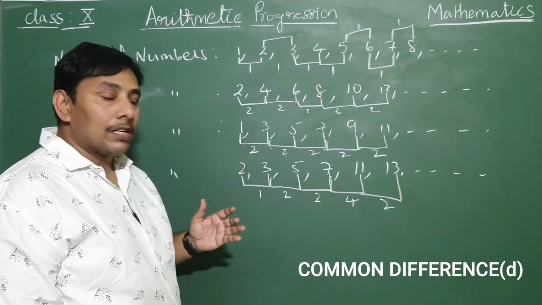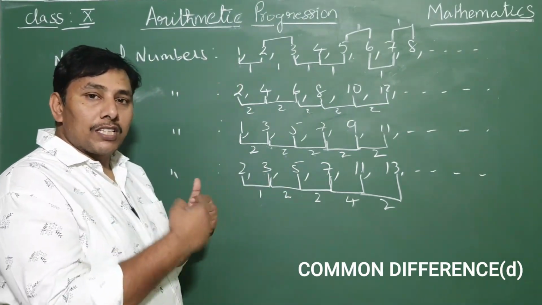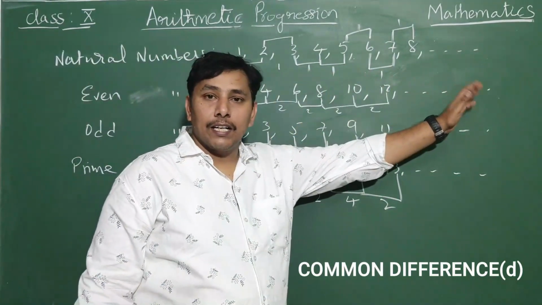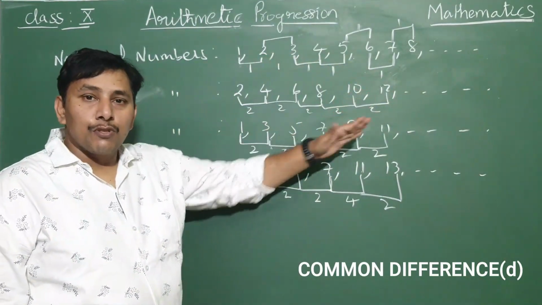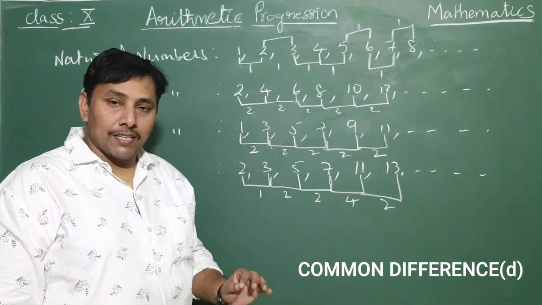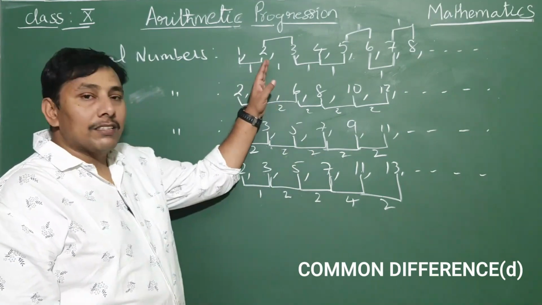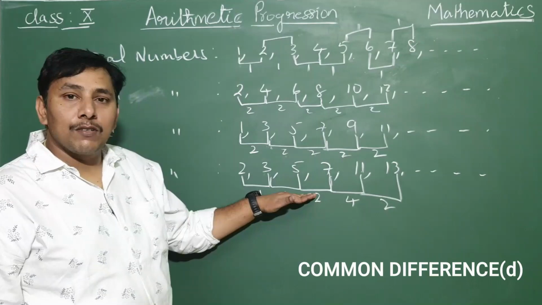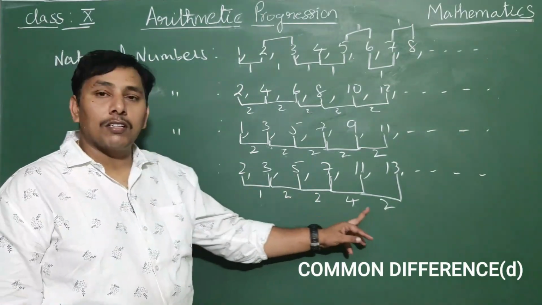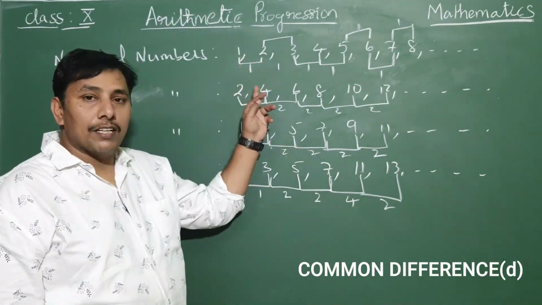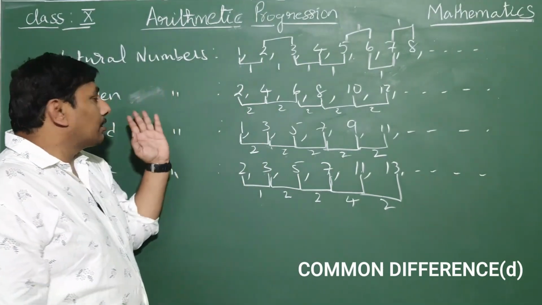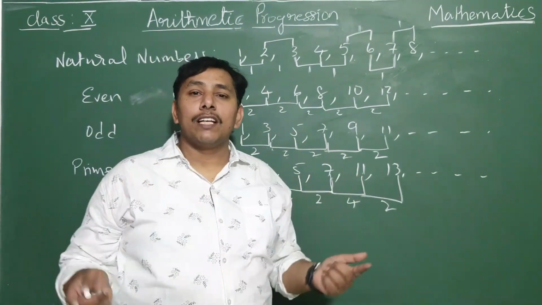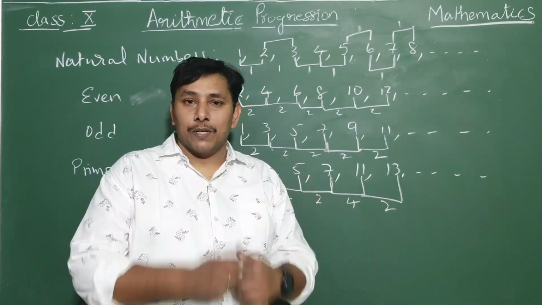When we take the difference between two consecutive terms, we are getting a constant difference throughout all the terms. So if we get a constant difference, then we can call it a sequence. Whereas prime numbers are not a sequence because the difference is not constant. Here the difference is constant, therefore we can call natural numbers, even numbers and odd numbers sequences. So now let us see the definition of a sequence.